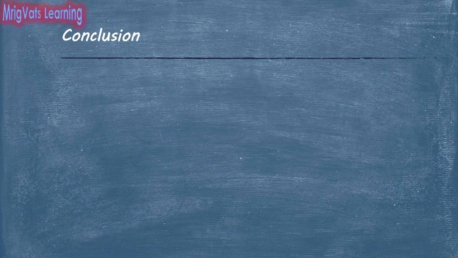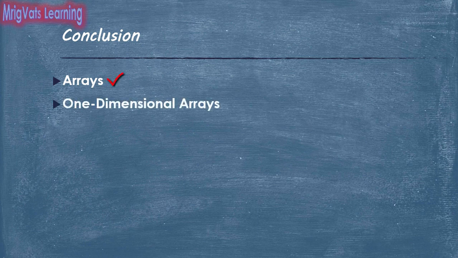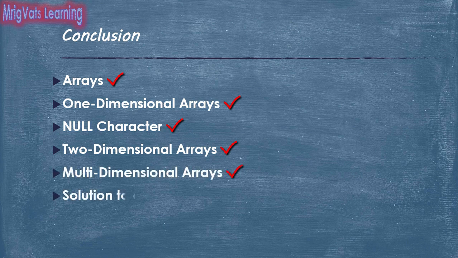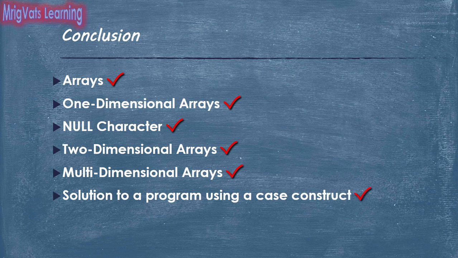In this video, you learned about using arrays in pseudocodes, using one-dimensional arrays in pseudocodes, using the null character in pseudocodes, using two-dimensional arrays in pseudocodes, using multi-dimensional arrays in pseudocodes, and the solution to a program using a case construct. In the next video, you will learn about using while loop or iterations in a pseudocode.